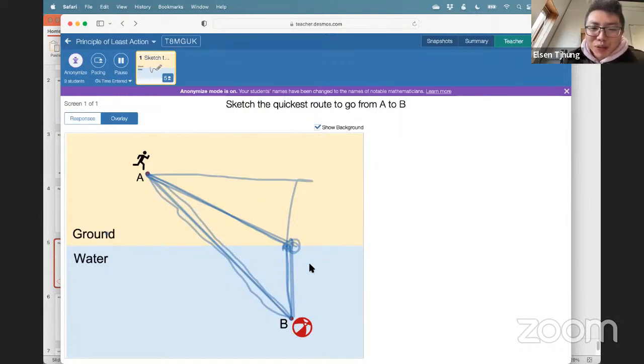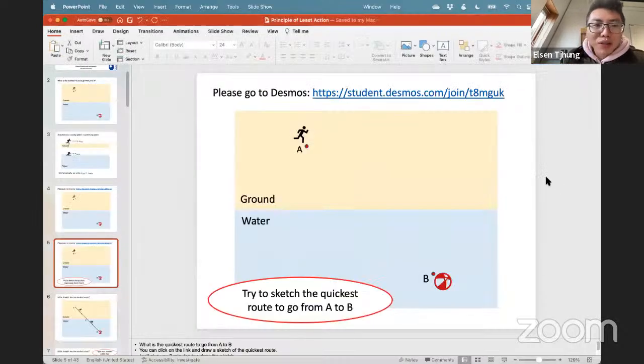Basically you want to minimize the swimming distance because you are slower in water, but at the expense of that you have a bit longer running distance. So there is a balance between the two. So okay, let's go back to the presentation. Thank you for participating.